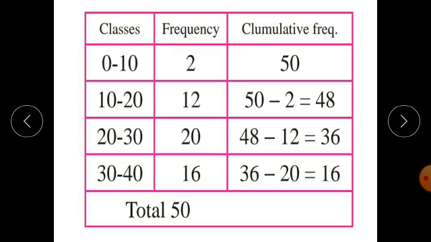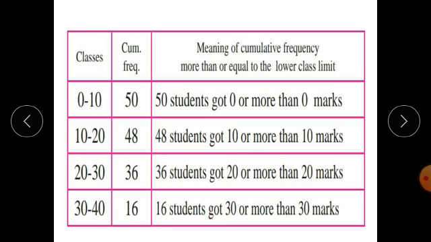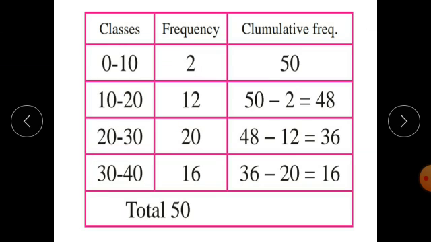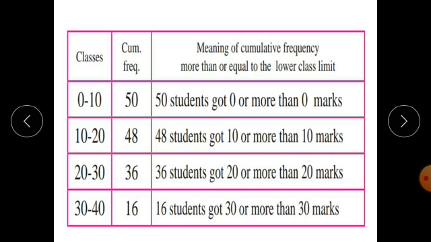Now see what is the meaning of this table. First is for classes, second is for cumulative frequency, then the meaning of cumulative frequency more than or equal to the lower class limit. For the class 0 to 10, cumulative frequency is 50, which means 50 students got 0 or more than 0 marks.